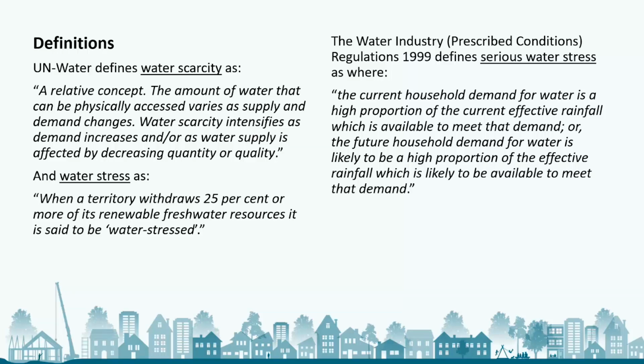So as you can see here, the UN Water Programme defines water scarcity as a relative concept, which is based on the amount of water that can be physically accessed. So water scarcity increases when demand increases, or when the quality or quantity of supply decreases. A territory, which could range in scale from a water resource zone, a country, a region, is assessed as being water stressed when 25% or more of the renewable freshwater resource is extracted for human use.